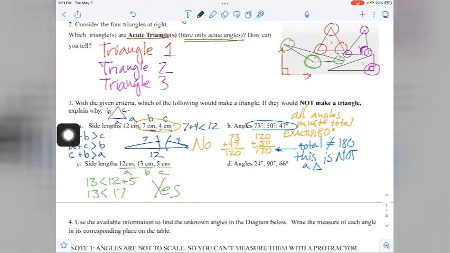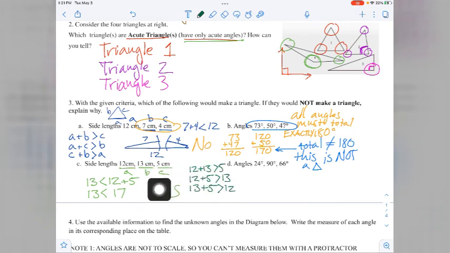Just to double check and make sure that I'm right all the way around though, I know that A plus B, so 12 plus 13, has to be greater than 5. That definitely is. 25 is larger than 5. 12 plus 5 is 17. That has to be larger than 13. And 13 plus 5, that has to be larger than 12. All of those are true, so this is a triangle.